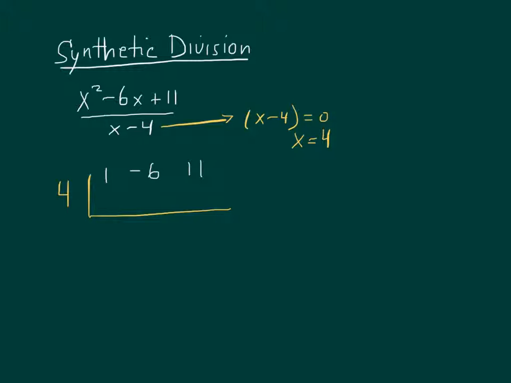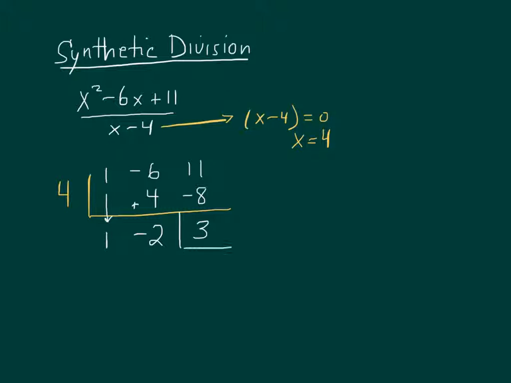The first thing we do is take this 1 and bring it down to the bottom. Then we take this 1 and multiply it by that 4, and put the answer right there. So this would be a 4. We now add the two, so we're adding instead of subtracting as in long division, and we end up with negative 2. Then we multiply negative 2 by the 4 and put the answer right here, which is negative 8. We add 11 plus negative 8, and we get a 3.